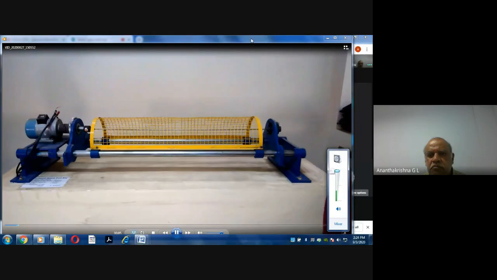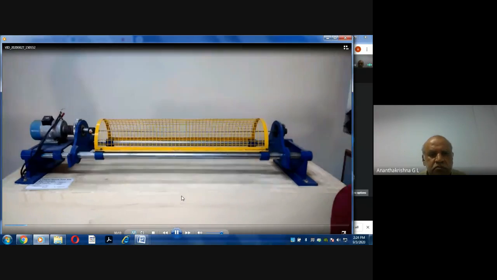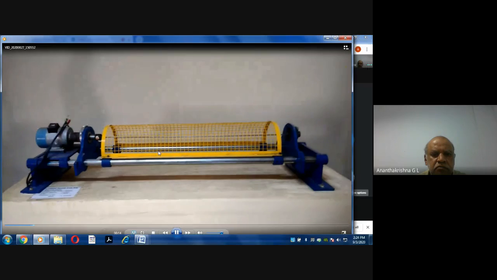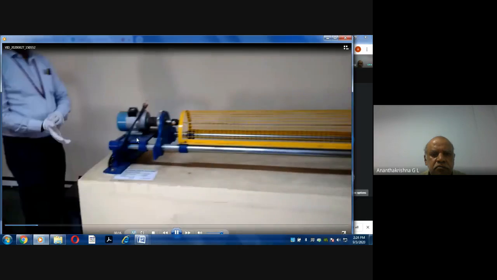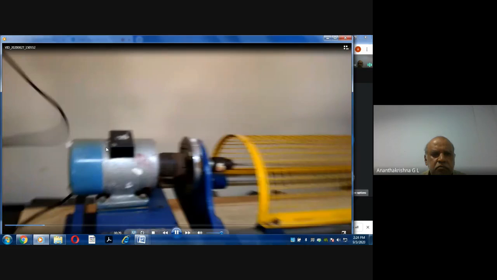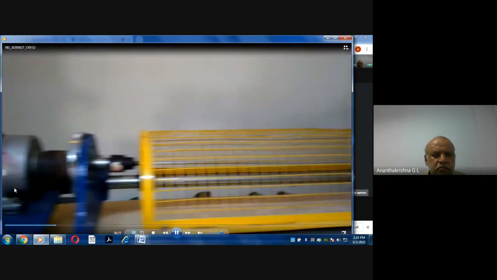So at the center we have got a shaft, and a cage is covered in the yellow color. That's the cage, so that even if the shaft flies out, there is no danger. And the shaft is connected to a motor. Okay, so that is the motor. So through that motor, the shaft will rotate. The shaft is mounted between two bearings.